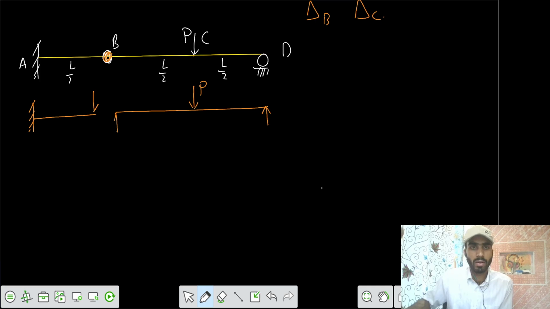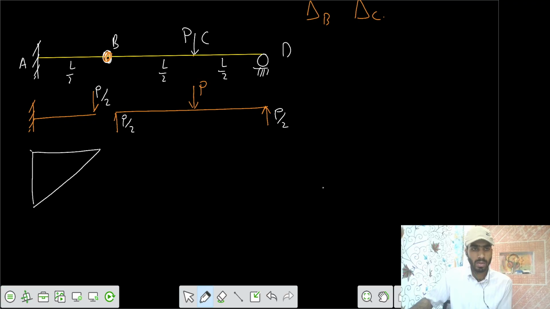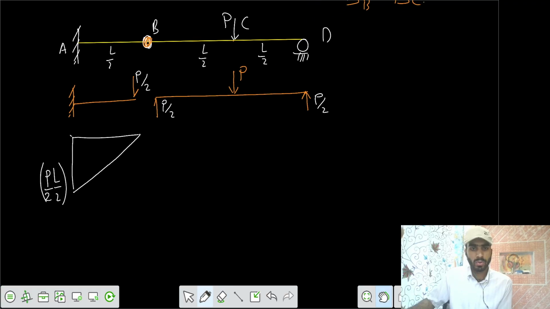We want to find the value of the shear force. Since the loading is symmetric, that is, the load is at the midspan, we can say the reactions would be P by 2 and P by 2, and the same would be transferred to this one. So let's make the BMD of these two profiles. This is your BMD. The value is equal to P by 2 into L by 2, because your load is P by 2 and length is L by 2. So it becomes the moment PL by 4.